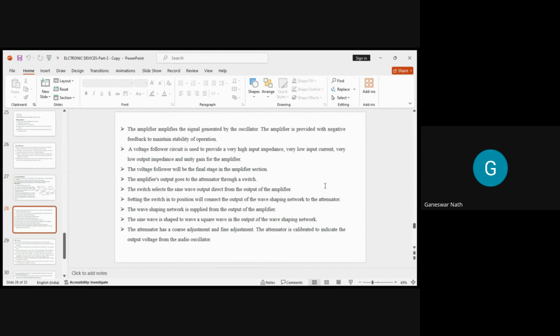The switch selects the sine wave output directly from the output of the amplifier. By setting the switch to the other position, it connects the output to the wave shaping network of the attenuator. The wave shaping network is supplied from the output of the amplifier, and the sine wave is shaped to a square wave at the output of the wave shaping network, and the attenuator follows. So this describes the different parts of this block diagram.